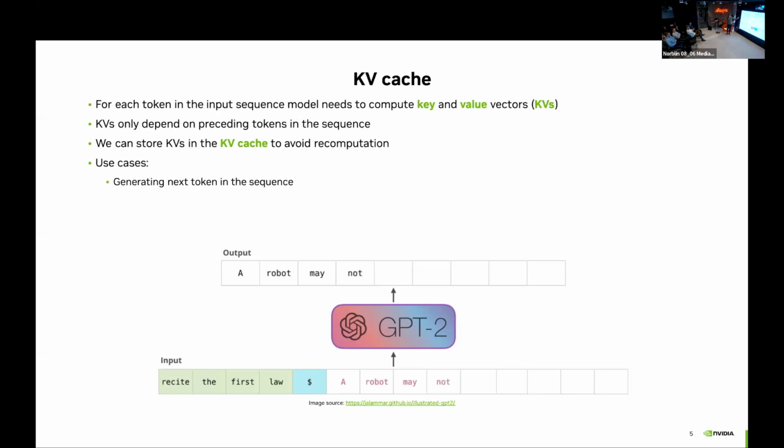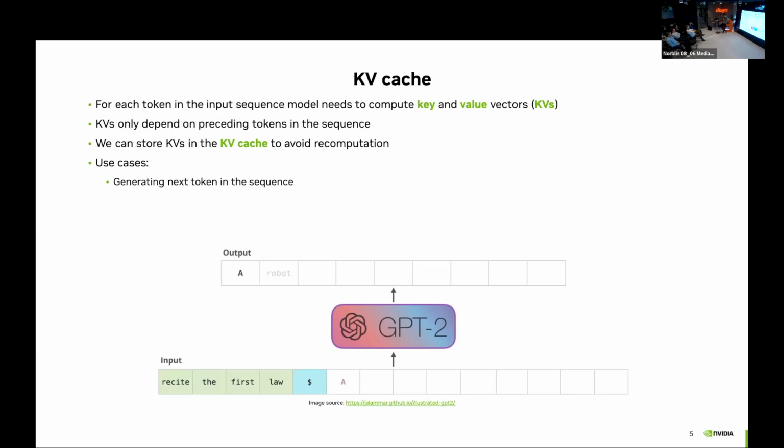We store them in the KV cache. It's a really important concept, because without that, if the length of the sequence is n, you would compute each of the n tokens n times. So the number of keys and values you have to compute would grow quadratically, and with caching, the number of KVs grows linearly. This is the basic use case, generating the next token in the sequence. That's what all of the LLM frameworks support. Underneath, they use the KV cache when generating a sequence.